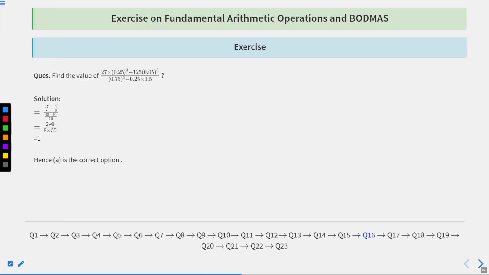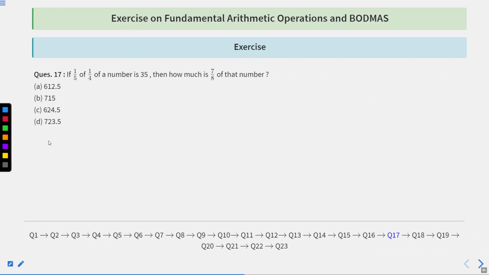Which when simplified will yield 280 upon 8 times 45. So the correct option here will be option number A. So the answer is 1 and option is A.